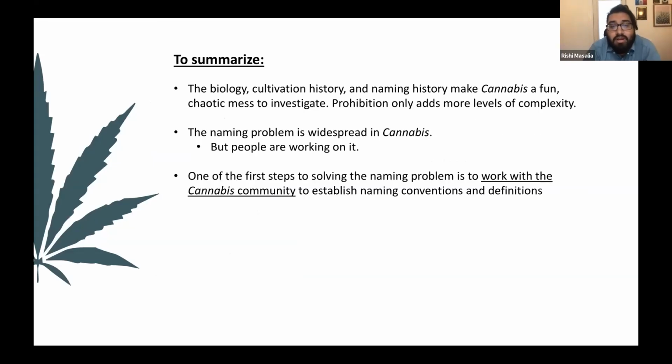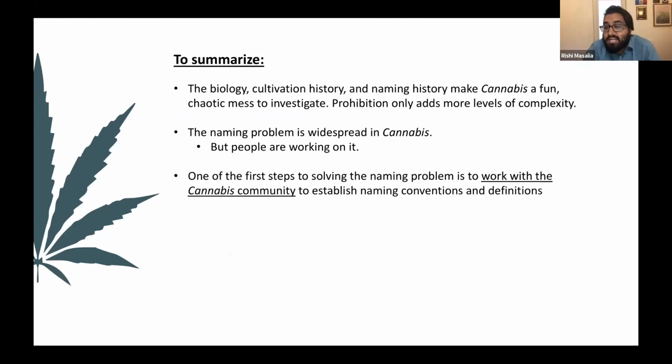And to summarize, the biology, cultivation history, and naming history of cannabis makes it fun. Honestly, it's a pretty awesome plant to work on, but also a chaotic mess to investigate. Prohibition only adds more and more levels of complexity. Also, the fact that cannabis is constantly being regulated and laws are coming out means there's a constant moving target with what flies and what doesn't fly with cannabis.